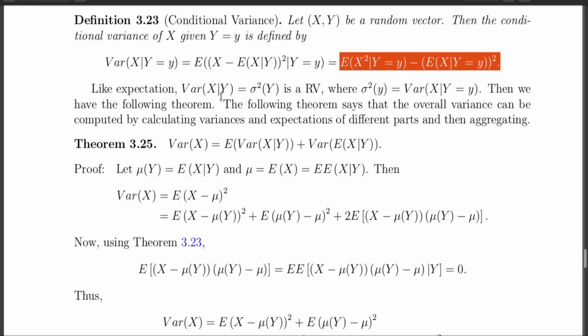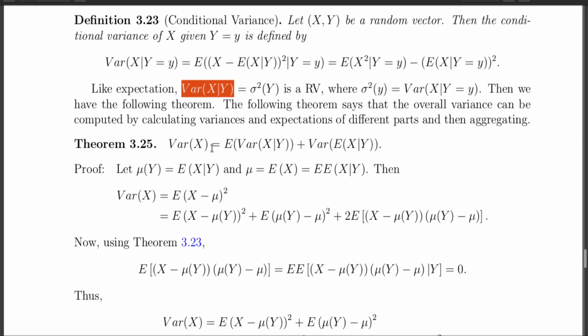Now as I already mentioned, this quantity is a random variable, because this one is a function of y. Say this is sigma square small y, then I am talking about sigma square capital Y. The overall variance of X can be computed in two parts. The first part is the expectation of the conditional variance, the second part is the variance of the conditional expectation. It is very easy to remember: the first part is expectation then variance, and the second part is variance then expectation.